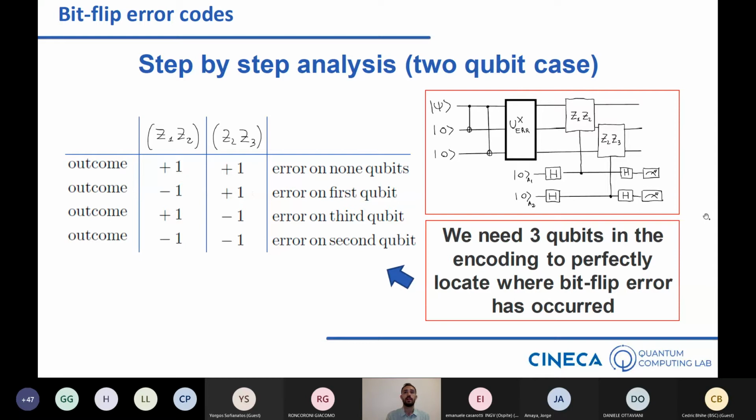In the case where the first qubit is in 1, while the second qubit is in 0, we know that there has been an error in this block, so either in 1 or 2. But from this other measurement here, we know that there was no error between 2 and 3. So we know for sure that the error was in 1, in the first qubit.